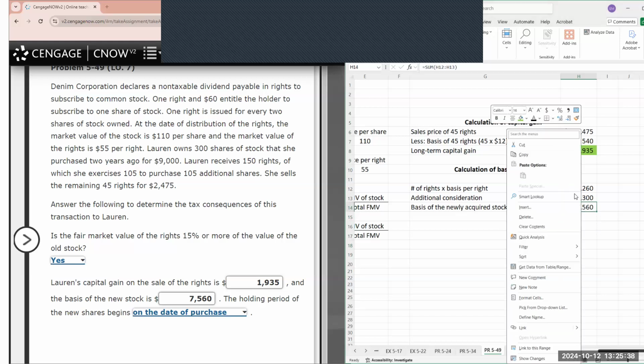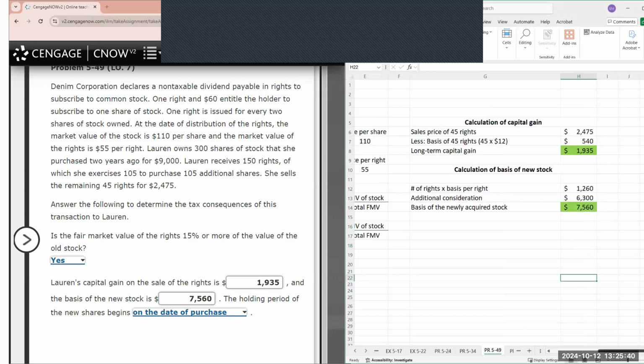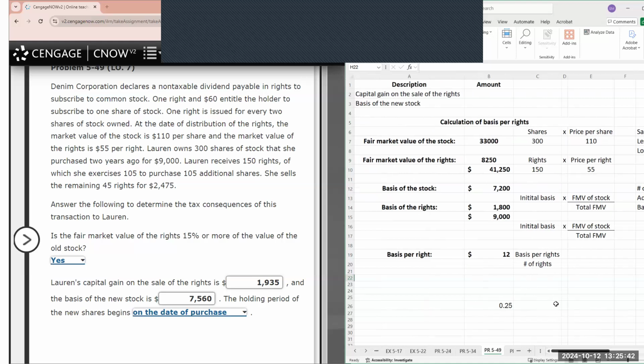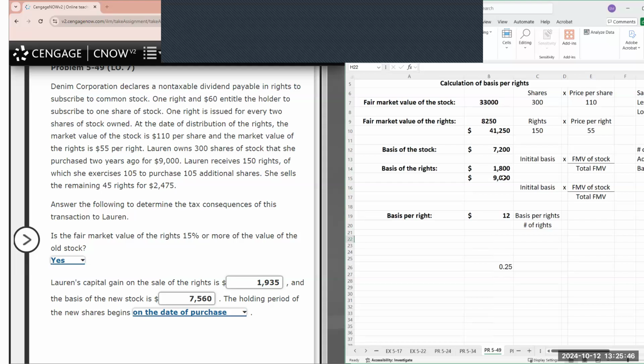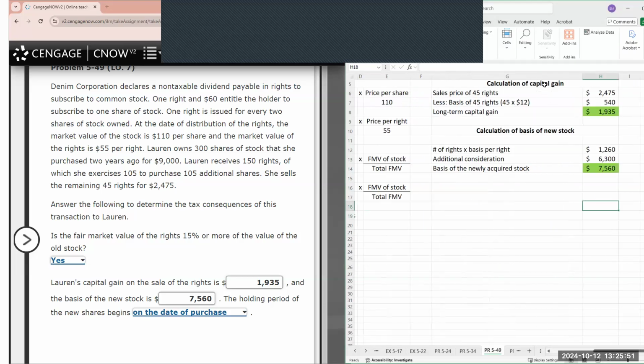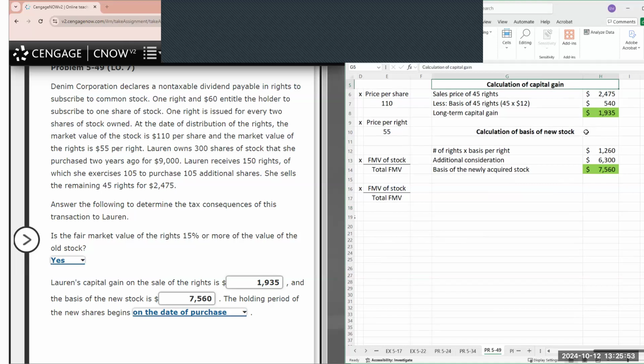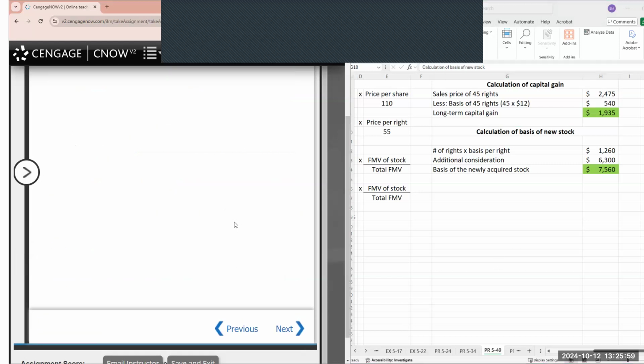So again, there's a lot going on in this problem, but again, with the Excel formula, it kind of helps to work through it. The key thing is we start off with the calculation of the basis per right. And from there, we can determine and calculate the capital gain, and we can also calculate the basis on the new stock.